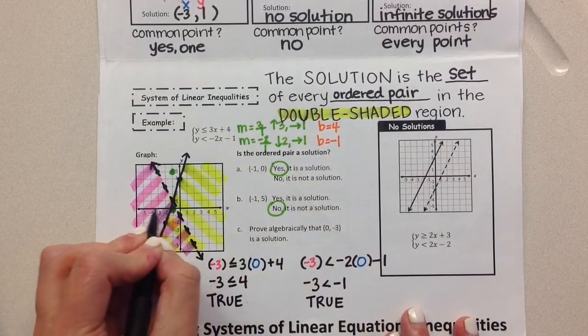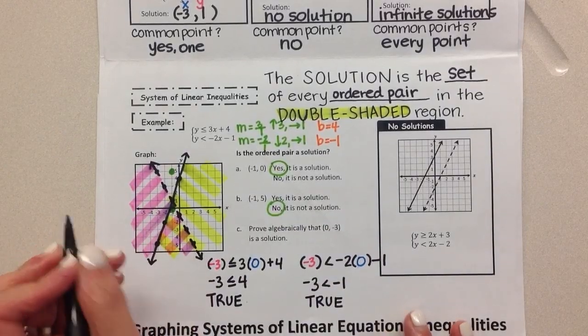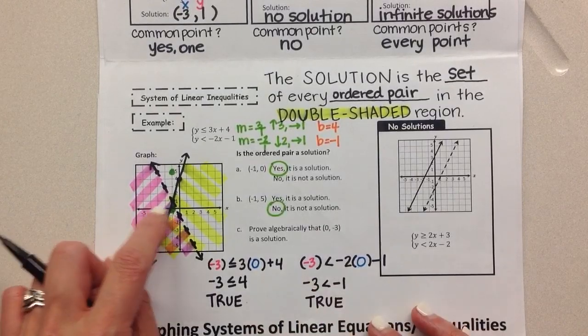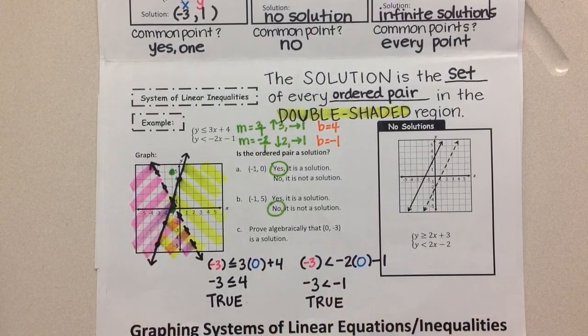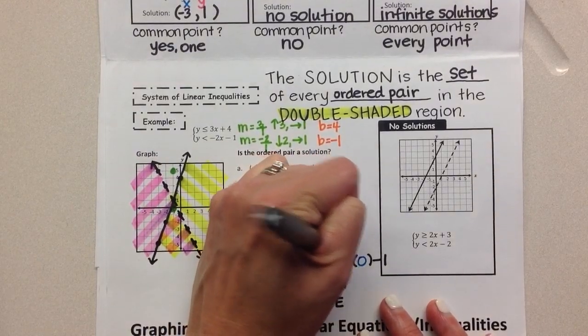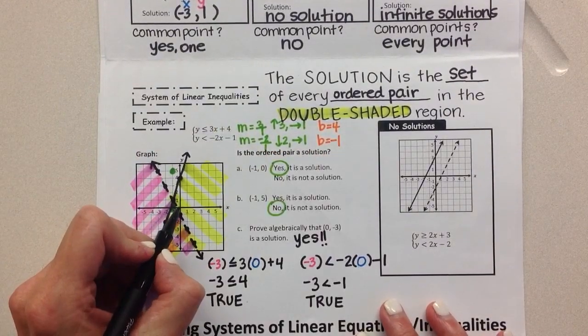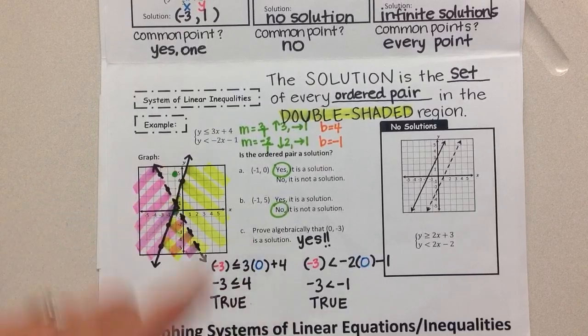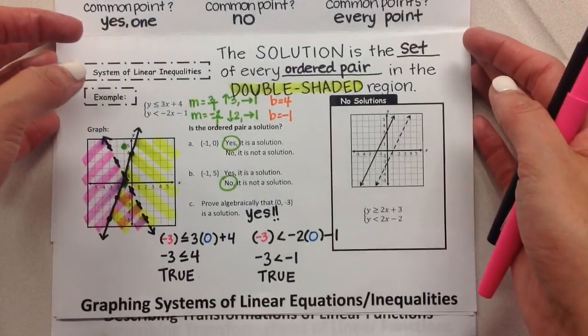Because the further left you go on the number line, the smaller your numbers are actually getting, even though that 3 is bigger than 1. But when we're talking about negatives, the further right you go, the bigger it is. So it is true. So yes, this is a solution. And you can also see if I plotted 0, negative 3, it does fall in the double shaded region. So that is how I prove it algebraically if I don't have a graph to shade or to draw.